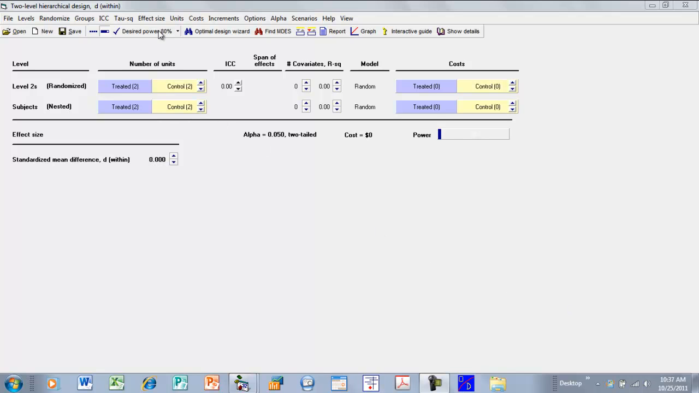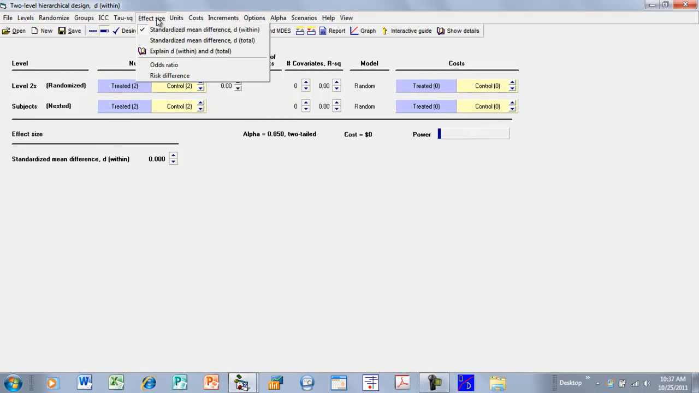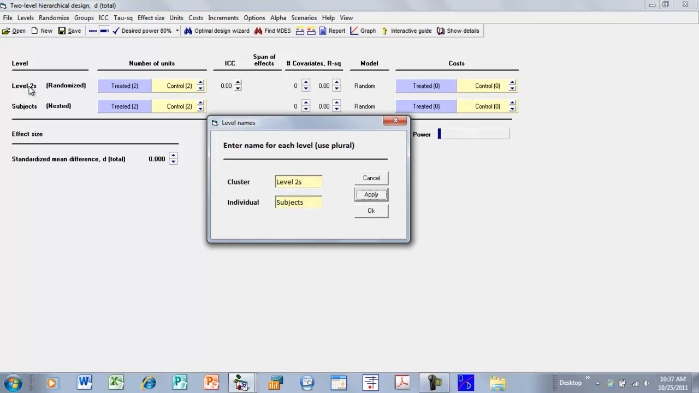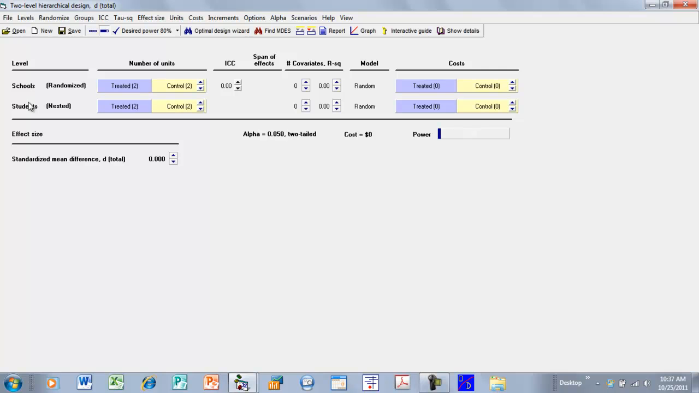The first thing we want to do is tell the program which metric we're going to be using for the effect size, and we're going to be using the standardized mean difference D, where D is standardized by the total standard deviation. We're going to come back and look at that more carefully in a few minutes. Over here we have the number of levels. Initially the program sets the number of levels to 2. We will stay with that, and we will simply label the levels. I right click over here, and I'm going to call the first level schools and the second level students. I click OK, and these are labeled schools and students.